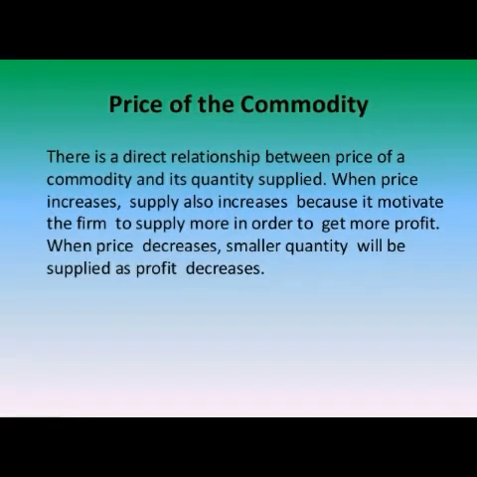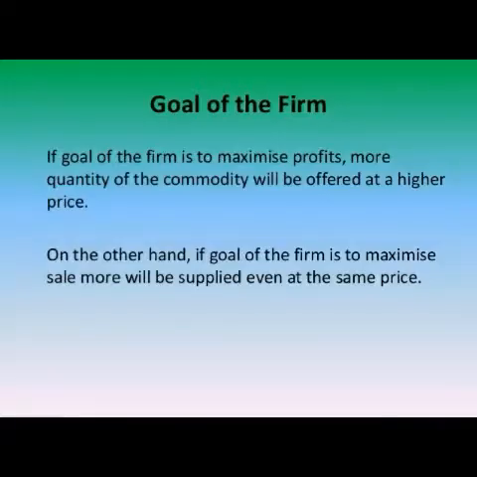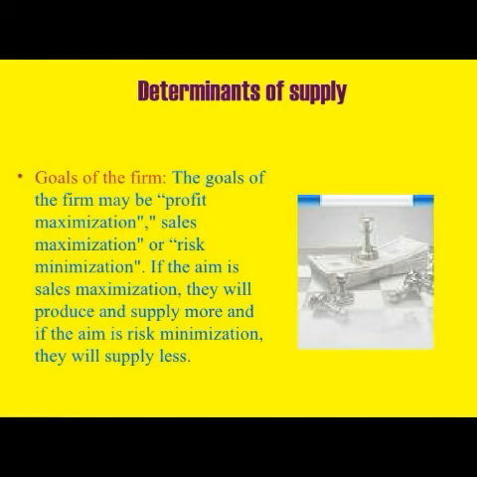Now you can see the determinants of supply. The price of the commodity is a major one, which can create a major change in the supply. Goal of the firm, just now I told you, if the person is a profit maximizer, they will definitely wait for the price to increase, and only then will they sell. But if the person is a risk taker, they can sell even if the price is less, because they think, oh, I'll sell more even if the price is less.